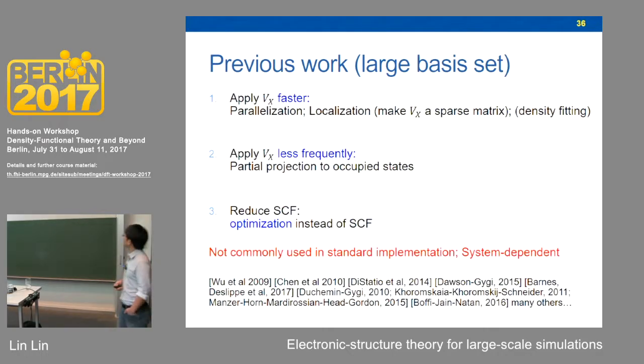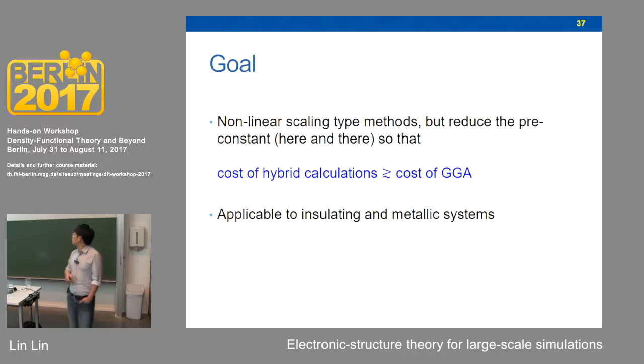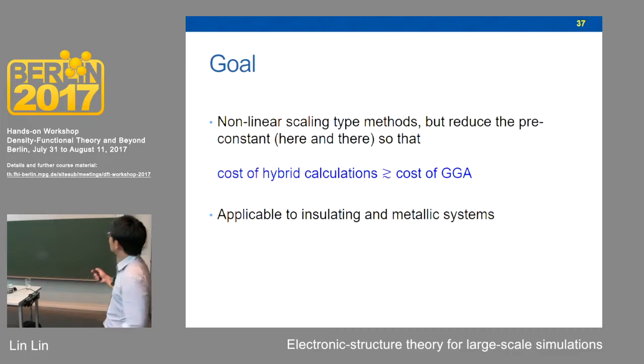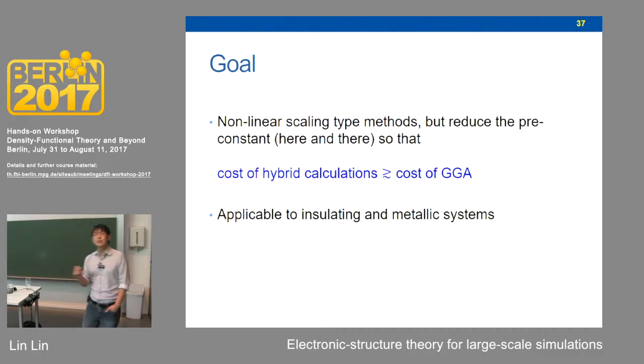So let me skip something. Previously there were a number of works along these directions, but I want to say that if you look at Quantum ESPRESSO, for example, they were not implemented and so not commonly adopted, and some of them are system dependent. So our goal is not to get some linear scaling methods, but really so-called non-linear scaling type of methods, but largely reduce the pre-constant. And here and there, this is because when you add this one term, it introduces difficulties in many places in the algorithmic structure.